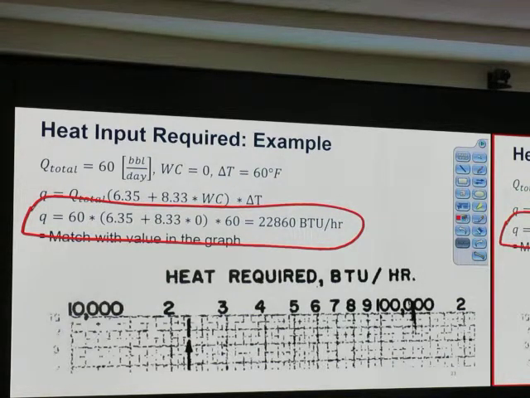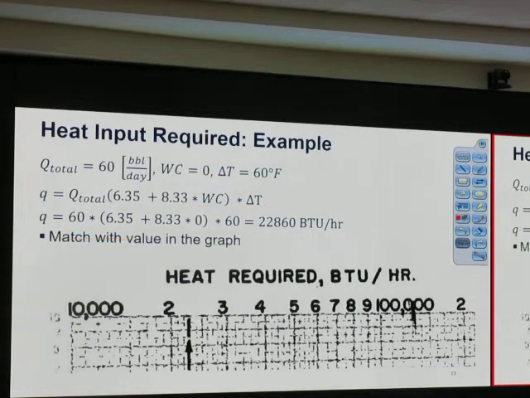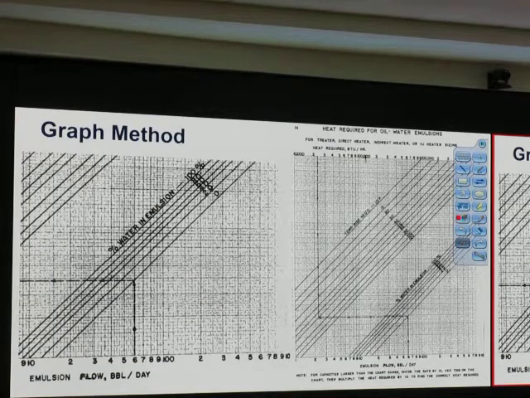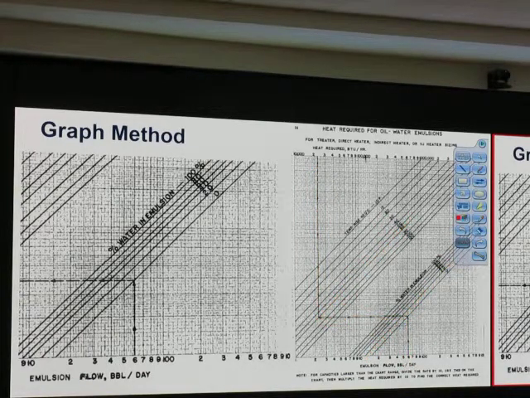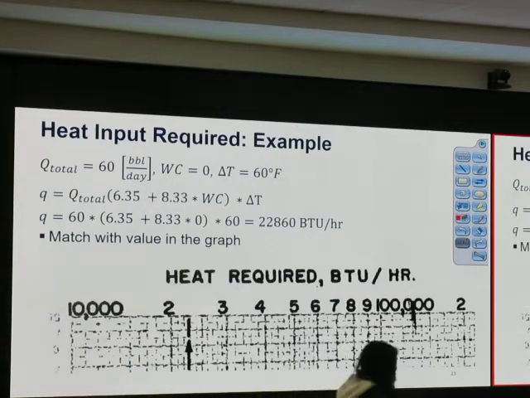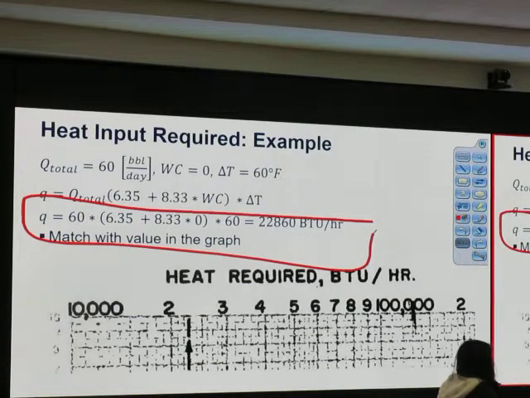If I have 60 barrels per day, let's go back. That's the 60 barrels per day, right? I don't have any water, so no water is that line. I stop there, and I want to raise the temperature by 60 Fahrenheit. So I move to the left, stop over there, go up, and I get 20,000 something. I did the same thing with the equation and I get the same thing.